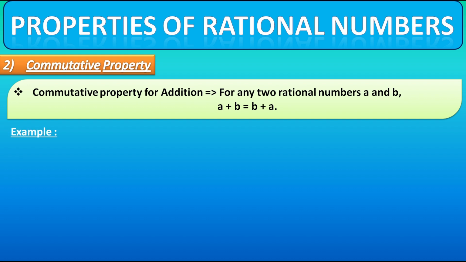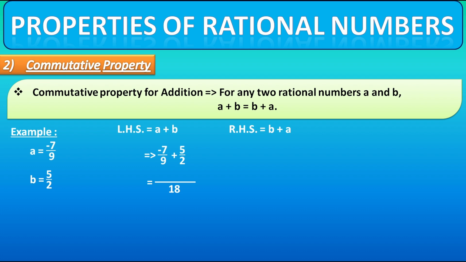Here I am taking the value of a as minus 7 upon 9 and b as 5 upon 2. So here a plus b is the LHS part and b plus a is the RHS part. First of all we will solve the LHS part, that is a plus b. So the first one, minus 7 upon 9 plus 5 upon 2. Now we have to find the LCM of 9 and 2, but 9 and 2 are co-prime numbers. So directly we will multiply. So 9 2s are 18. Now we have to multiply this minus 7 by 2.